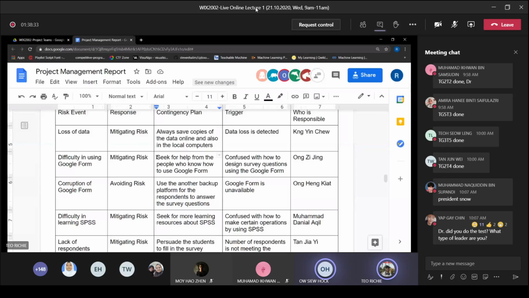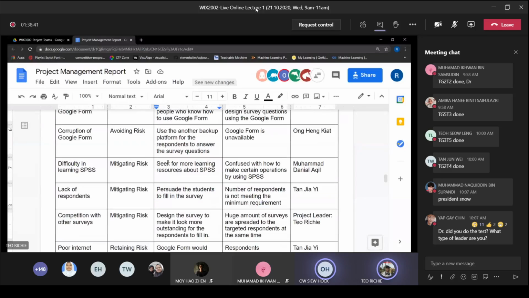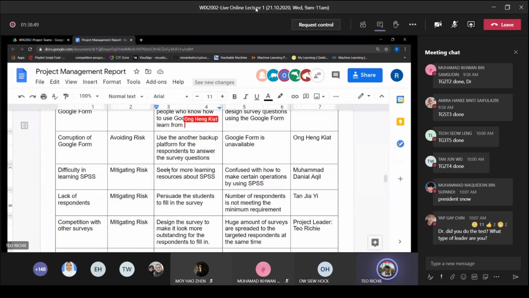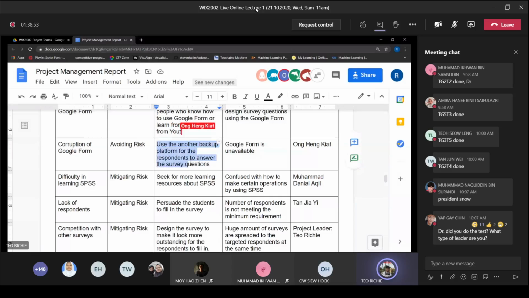Difficulty in using Google Form, mitigating risk: you seek help from people who know how to use it, or you can learn from YouTube. For the corruption of Google Form, our contingency plan would be to use another backup platform.